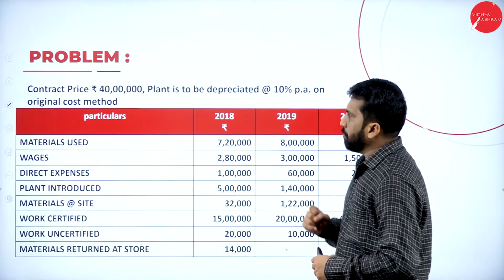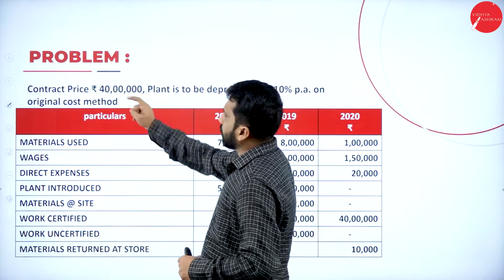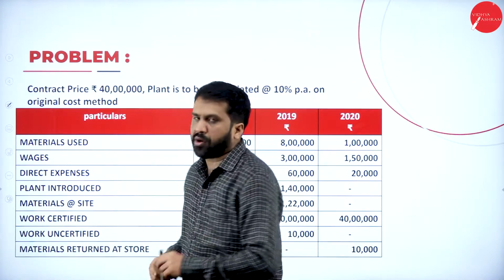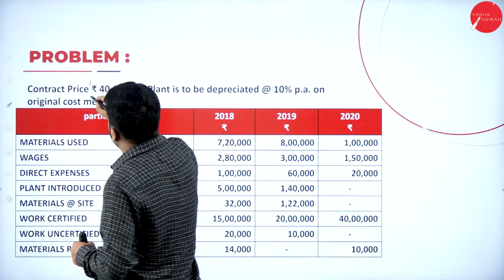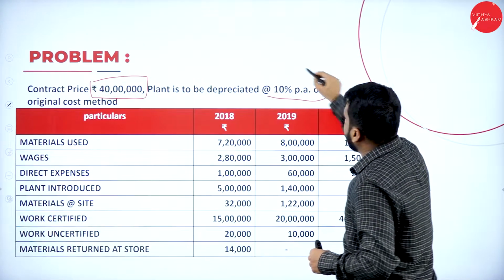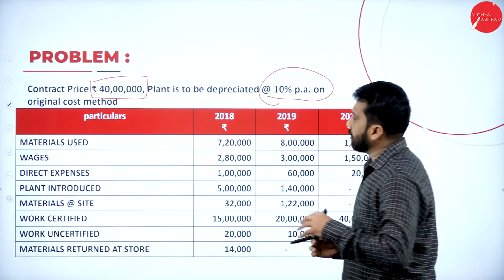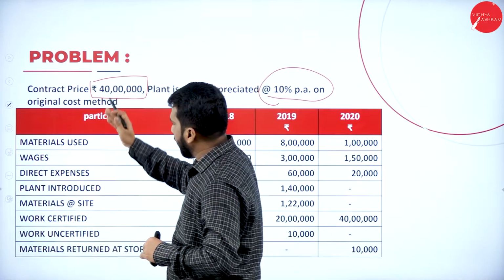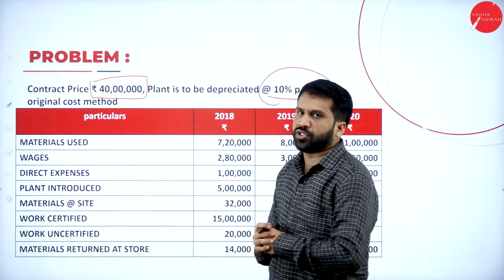So these are the information we have. What is the contract price? The total contract price is 40 lakh. Now, what is the depreciation on plant? It will be 10%.